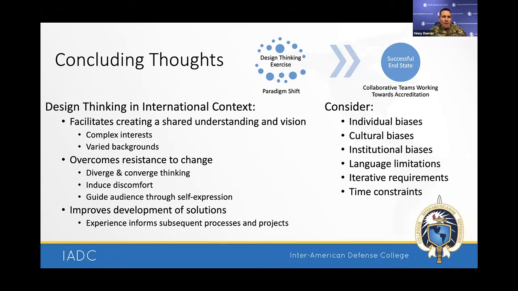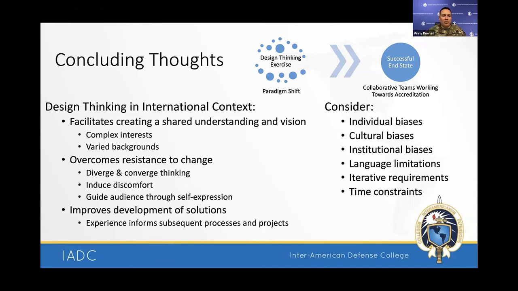The short exercise ended up causing a paradigm shift in the way that they thought, which put them in a successful end state where they knew who they were going to work with. They knew what every other team was going to work on, and every other team had to work on a different aspect of the accreditation process, but they were all coming from the same starting point. In an international context, no matter how complex the interests are or how varied the backgrounds are, this type of exercise truly facilitates coming to one page about what you think the problem is.